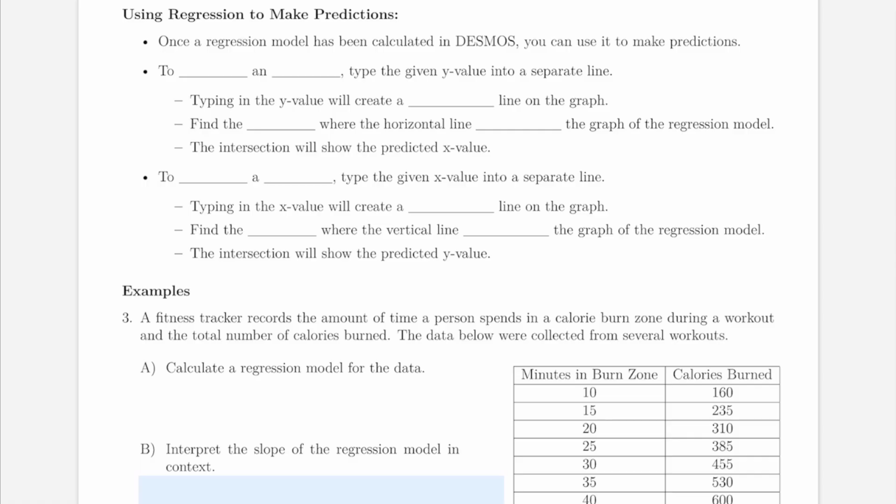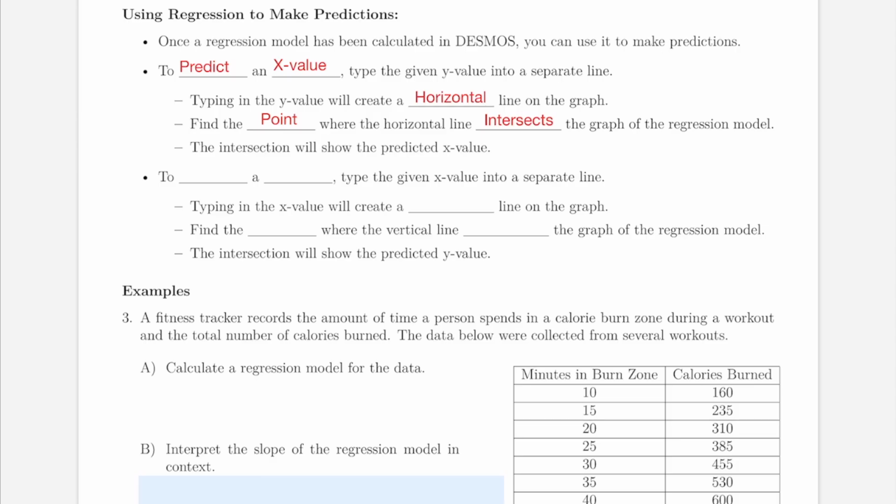Once your regression model has been calculated in Desmos, you can make predictions. To predict an x value, you're just going to type the y value into a separate line, and that's going to create a horizontal line on the graph. Then you're just going to find the point where the horizontal line intersects the regression model.